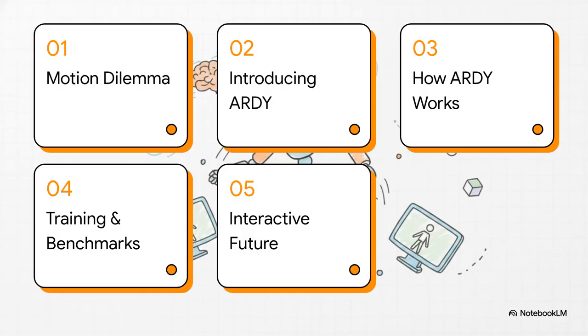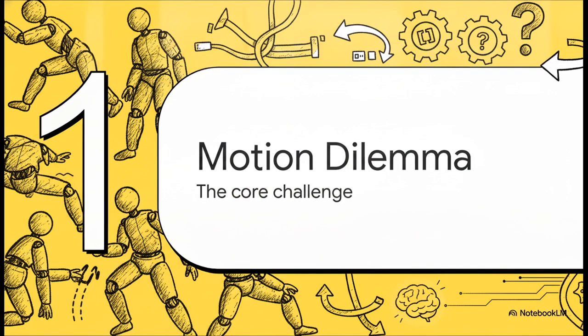Okay, so here's our roadmap for today. First, we'll look at the motion generation dilemma. Then, introducing ARDY. Third, how ARDY actually works. Fourth, we'll look at the training and benchmarking. And finally, number 5, the interactive future. Starting off with Section 1, the motion generation dilemma.